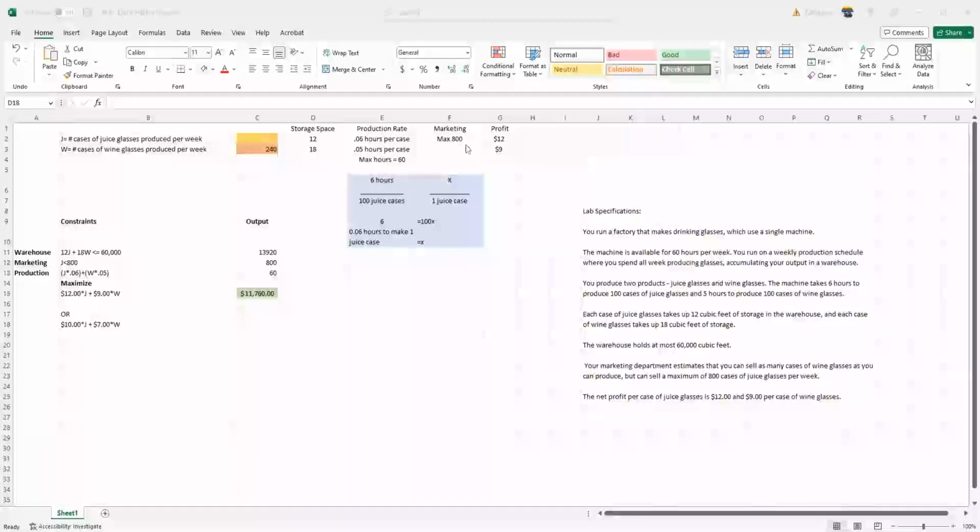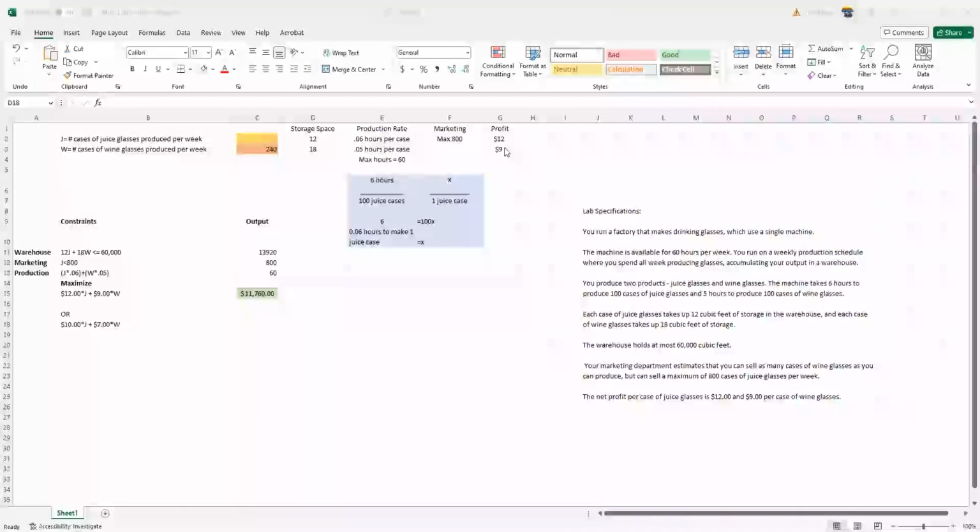We have another marketing constraint, which is we can only sell 800 juice cases. So we can't make any more. We can make 800, but if we make more than 800, our marketing department says we can't sell. And our profit is $12 per case for juice and $9 per case for wine.